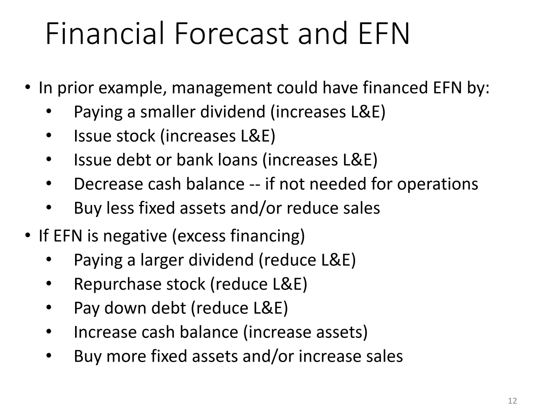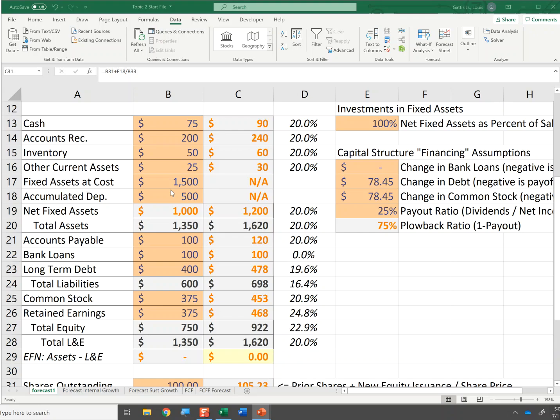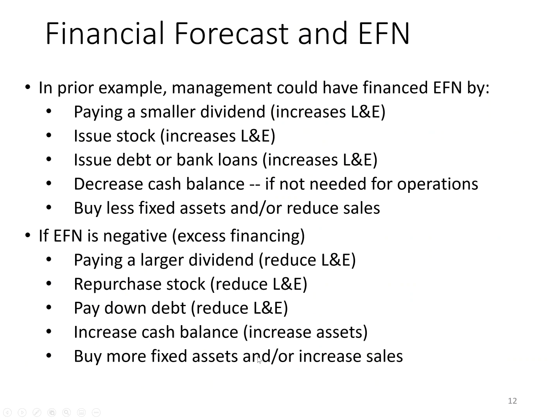Let's talk a little bit about the financial forecasts and external funds needed. In the prior example, management could have financed the external funds needed, that 153, by doing a number of things. They could pay a smaller dividend, that would increase L&E. They could issue a stock, that increases L&E. They could issue debt or bank loans. However, one thing we didn't do is maybe they could have decreased the cash balance. In other words, use the cash the company currently has to finance it. So think about how that would affect the spreadsheet. If I just reduce this cash value, that would drop the 1620, which would also reduce our EFN.